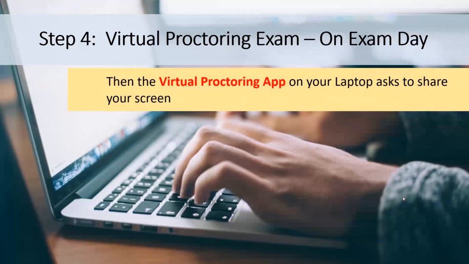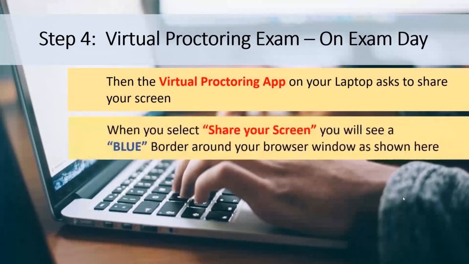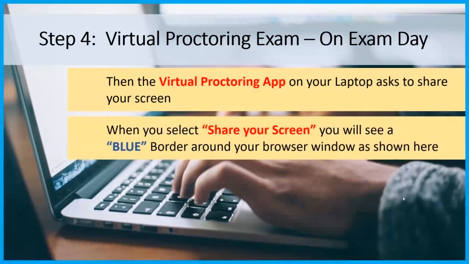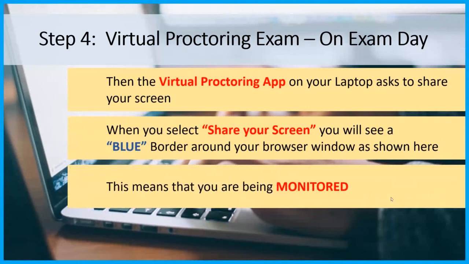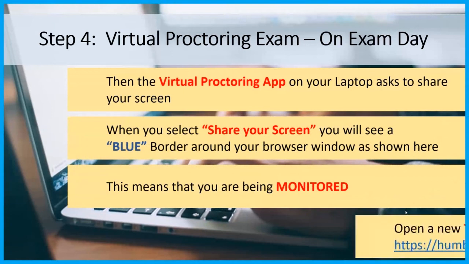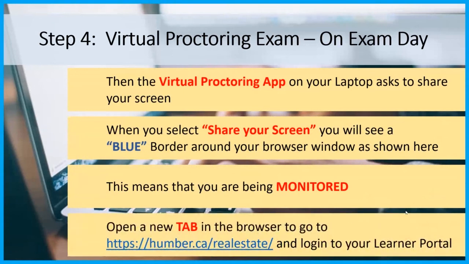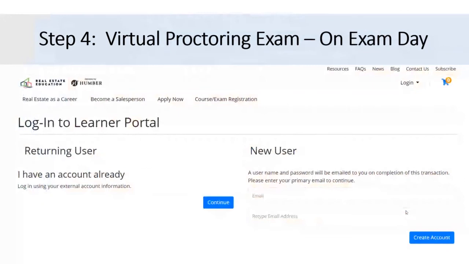Once you do all of these instructions and follow all of these steps, then you go through the process where the virtual proctoring app asks you to share your screen. When you select share your screen, you'll see a blue border like this come up around your laptop screen, which tells you that you are being monitored, and your mouse, your keyboard, your mouse movements are all monitored, and any windows that you open are all going to be monitored. So that's why, in this case, open a new tab in the browser and go to Humber Real Estate and log into your learner portal.